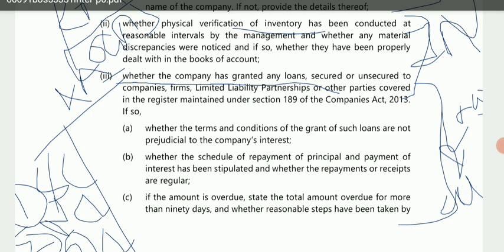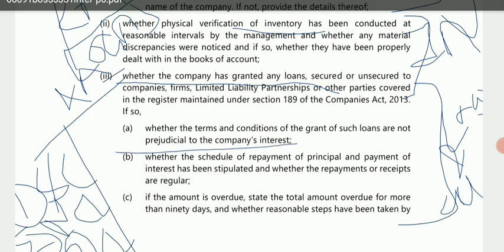Okay, so if the company has given any loans, whether secured or unsecured, to the companies, firms, LLPs or other parties covered in the register maintained under section 189 of the Companies Act, what all do you have to mention about that? If any loan is given by the company to any party, then whether the terms and conditions of the grant of such loans are not prejudicial to the company's interest.